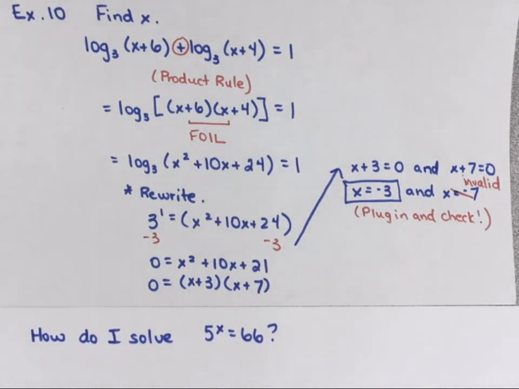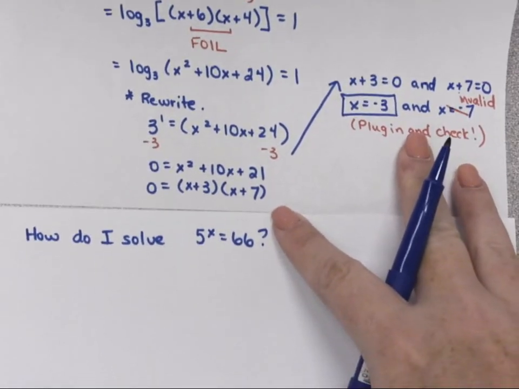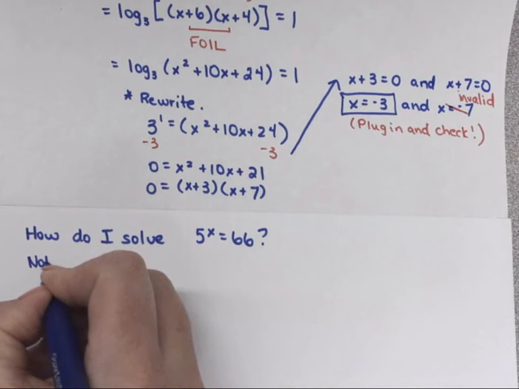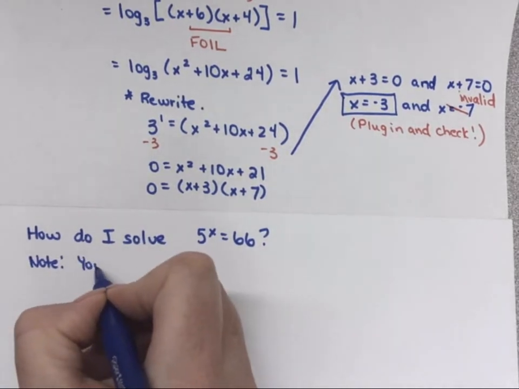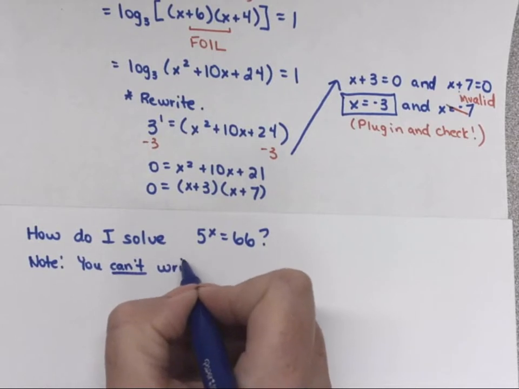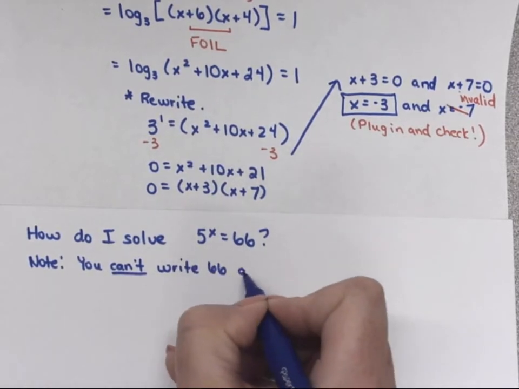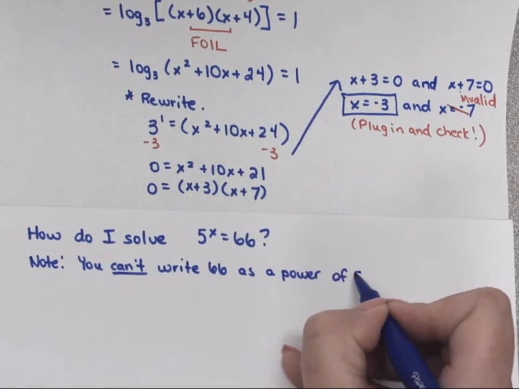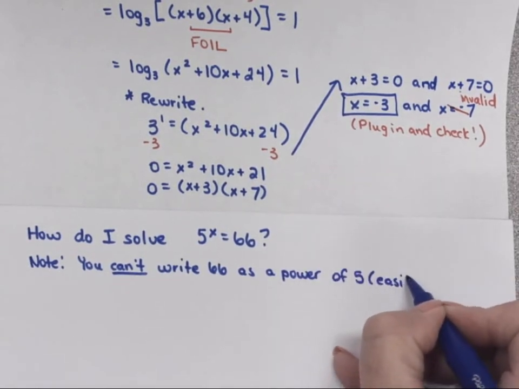So the last type of problem I want to look at is kind of a flashback from our exponential functions section. How do I solve 5 to the x power equals 66? I want you to make a couple notes. Note that you can't write 66 as a power of 5, at least not easily.